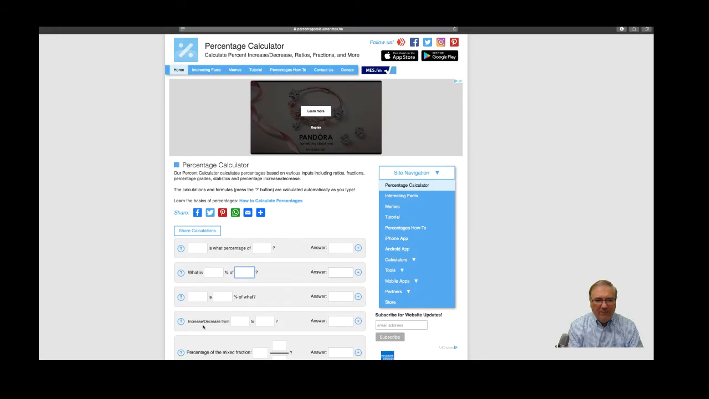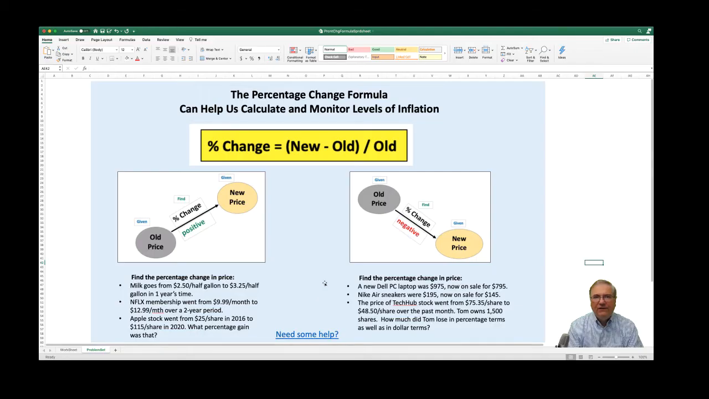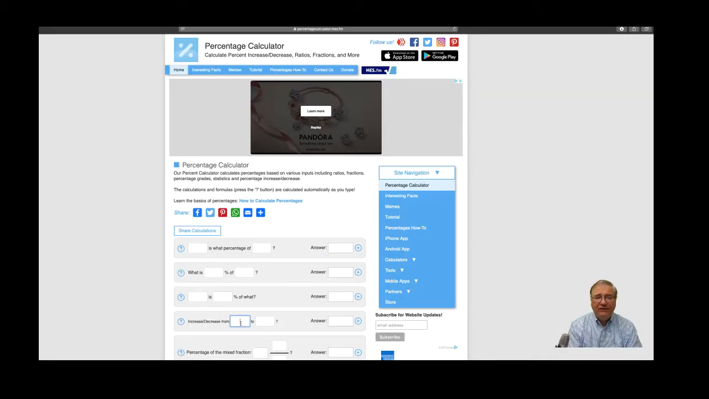But the one that you want to head towards is something that will calculate percentage change from one number to the next. So if you recall, the price of milk is going up from $2.50 per half gallon to $3.25 per half gallon. And all we'd have to do is to key in the old number and the new number. So the old number is 2.5 or $2.50 per half gallon to $3.25, 3.25. And the answer, as expected, is 30%.